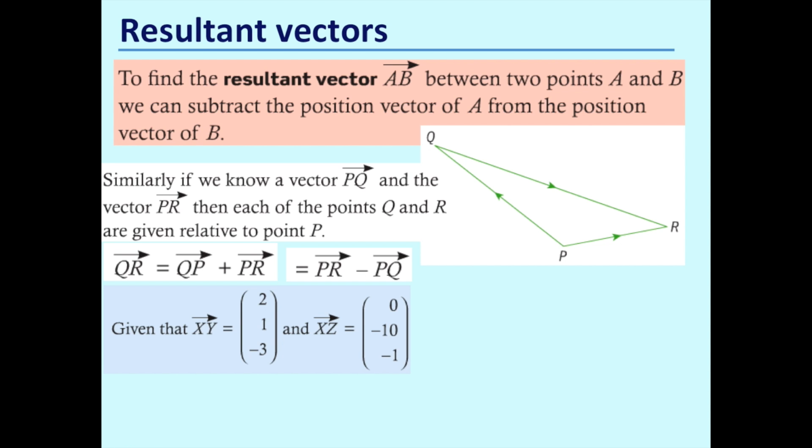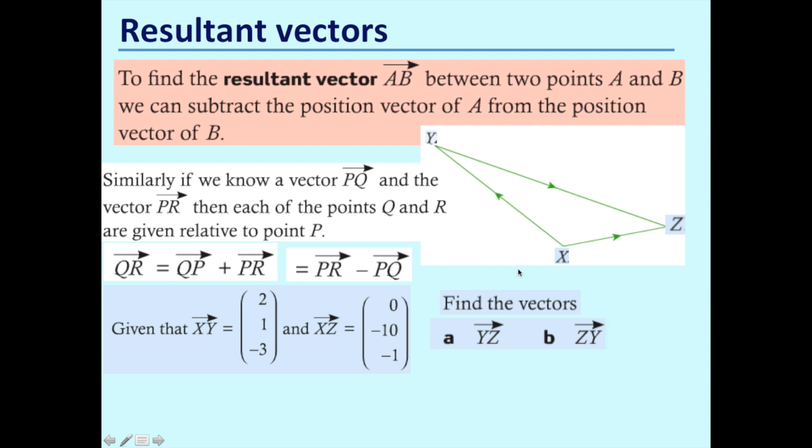Given that vector XY in component form is (2, 1, -3), and vector XZ in component form is (0, -10, -1), find the vectors YZ and ZY. It might help in terms of thinking about it to replace these letters with X, Y, Z. So just have a go at that yourself, and then we'll try and go through it together.